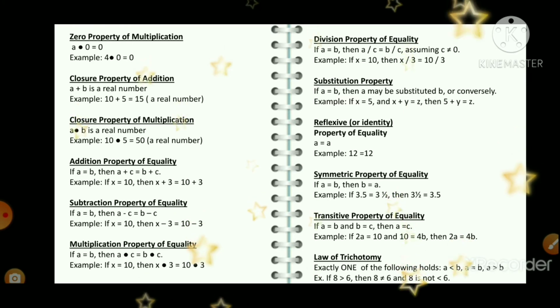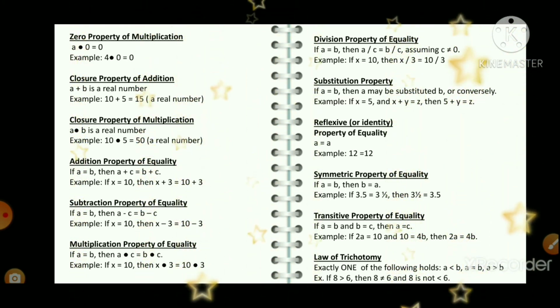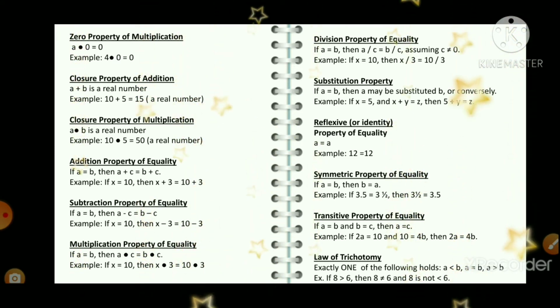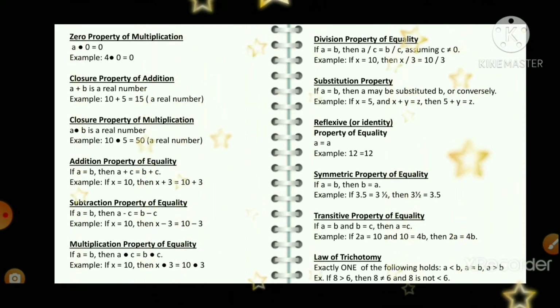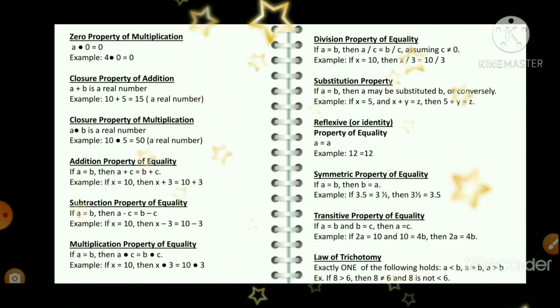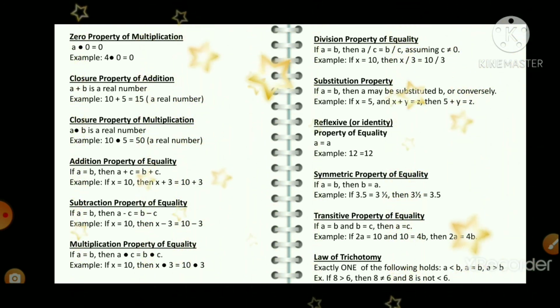Substitution property. If A is equal to B, then A may be substituted for B, or conversely. Example, if X is equal to 5 and X plus Y is equal to Z, then 5 plus Y is equal to Z. A value may be substituted for its equal.